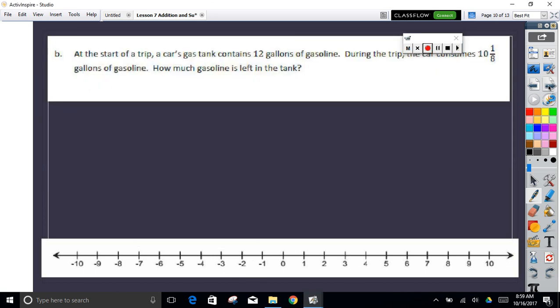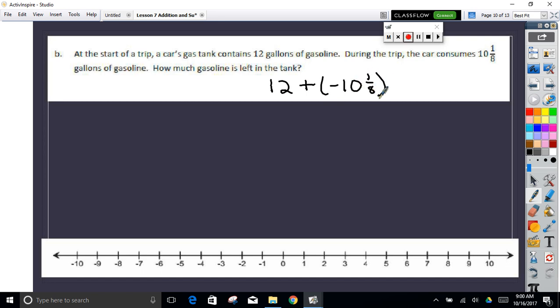At the start of a trip, a car's gas tank contains 12 gallons of gasoline. During the trip, the car consumes 10 1/8 gallons of gasoline. How much gasoline is left in the tank? Katie, how might I write an equation for this? You would do 12 plus negative 10 and 1/8. Excellent. 12 plus negative 10 and 1/8.